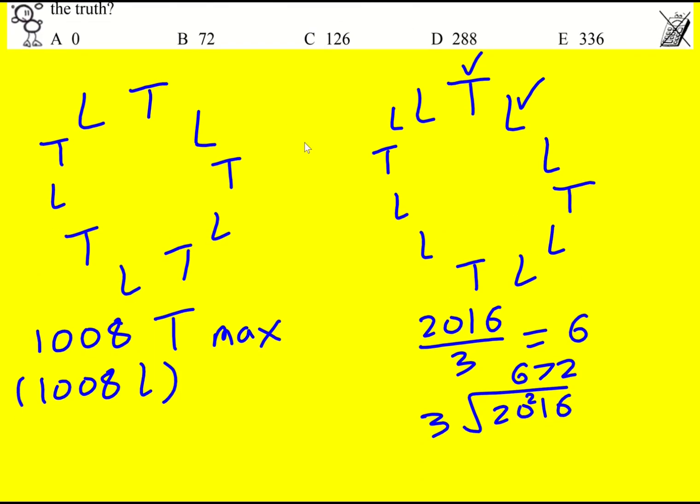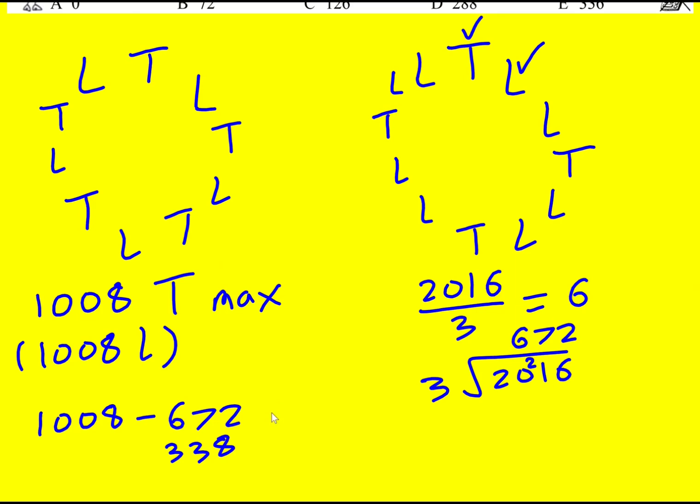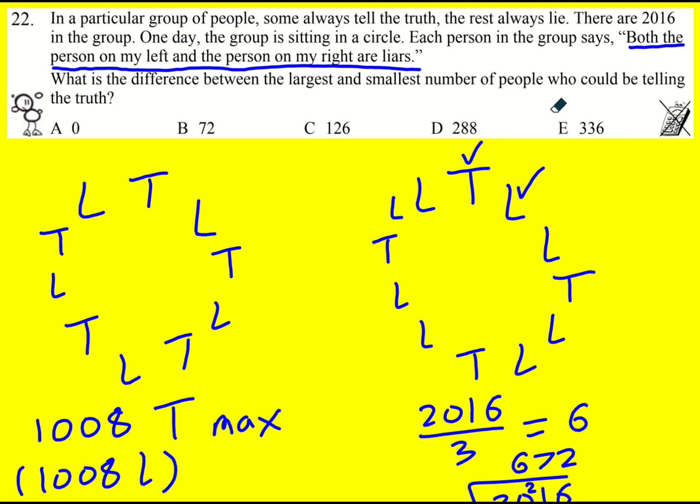And so what's the difference? It's just going to be 1008 minus 672. I can add on 328 to get from 672 to 1000, and then add on another 8. The answer is going to be 336. Like I said, I think this is tough, but I hope you're happy with this explanation.